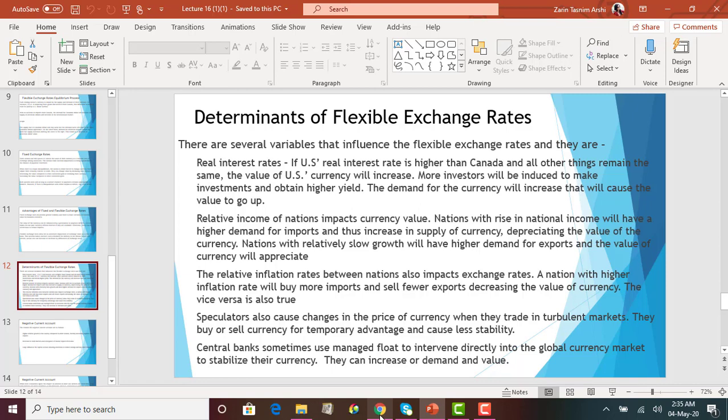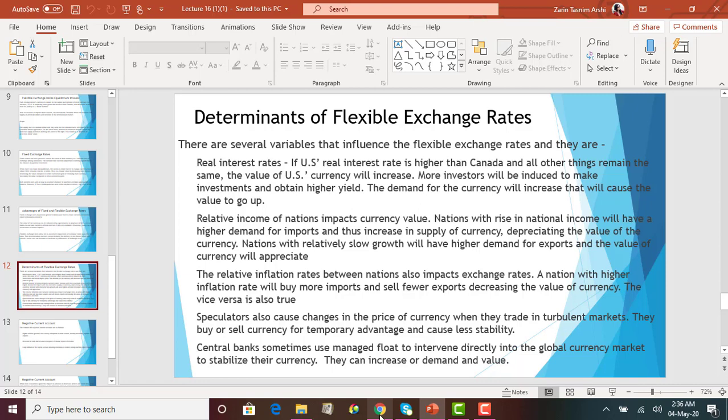Speculators can also cause changes in the price of currency when they trade in turbulent markets. They are trying to increase the supply of the currency or decrease the supply of the currency. They buy or sell currency and cause temporary adjustments in the market. Finally, central banks sometimes use a managed float to intervene directly in the global currency market to stabilize their markets. So central banks can also play an important role.